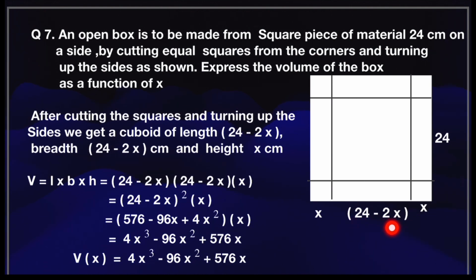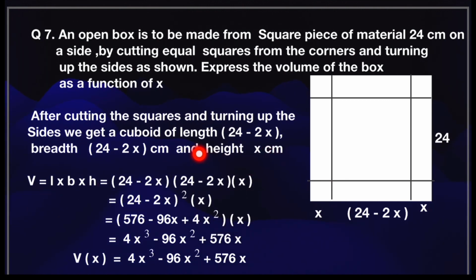So 24 minus 2x is this length, from this point to this point. When we make a cardboard box, this length will be 24 minus 2x, the length of the cardboard box. Even the breadth will be 24 minus 2x because it's a square. The height will be this distance. This is a distance x, so that will be the height. So height is x.